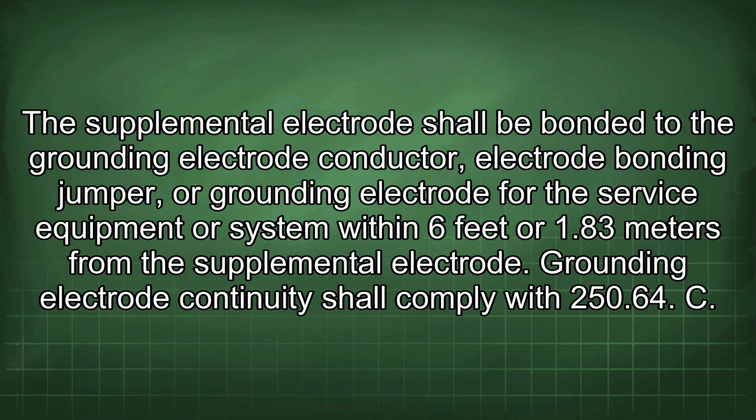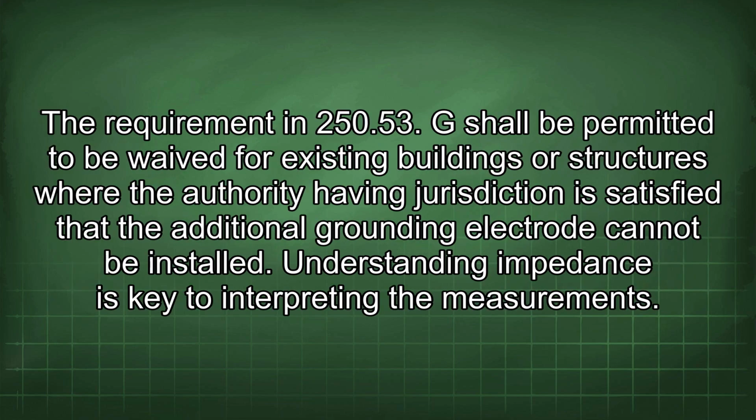Grounding electrode continuity shall comply with 250.64(C). The requirement in 250.53(G) shall be permitted to be waived for existing buildings or structures where the authority having jurisdiction is satisfied that the additional grounding electrode cannot be installed.